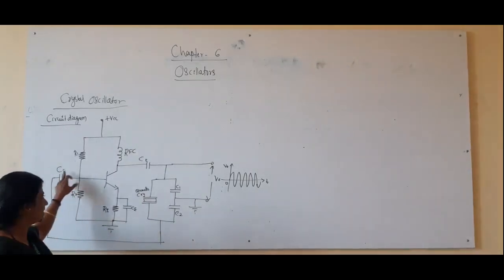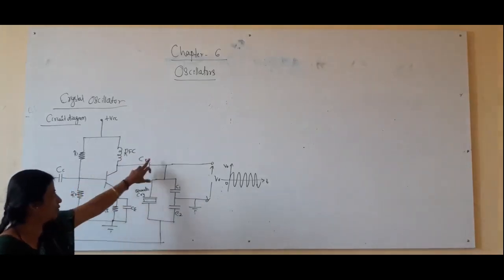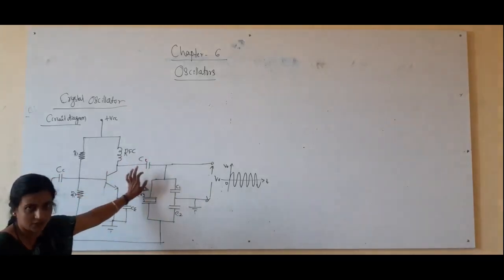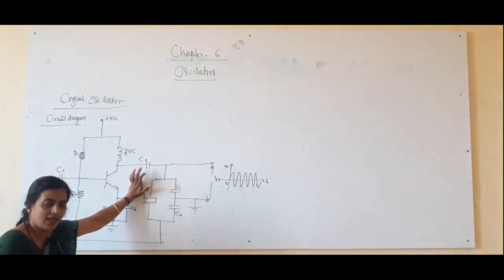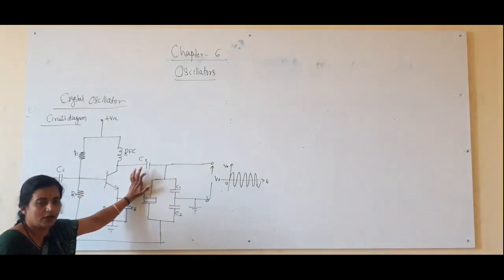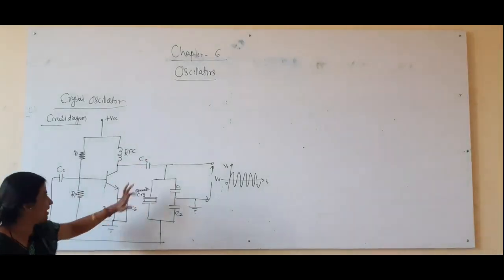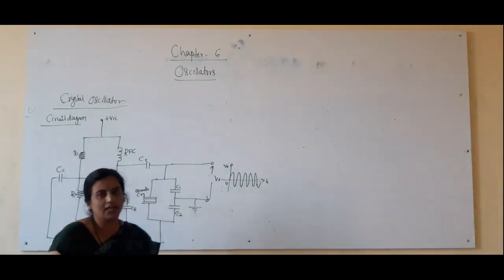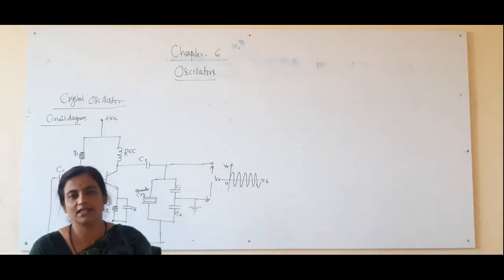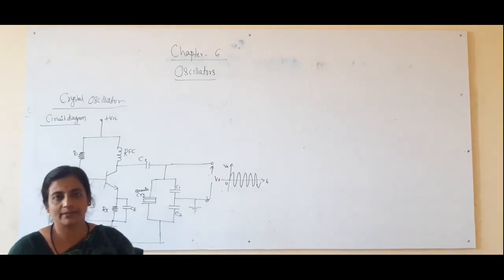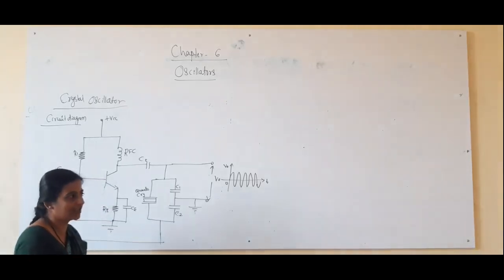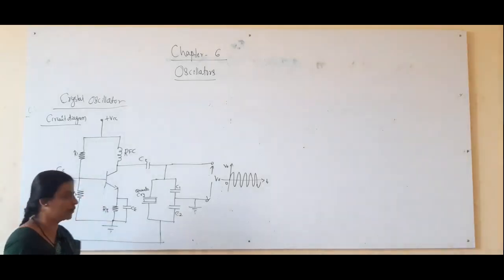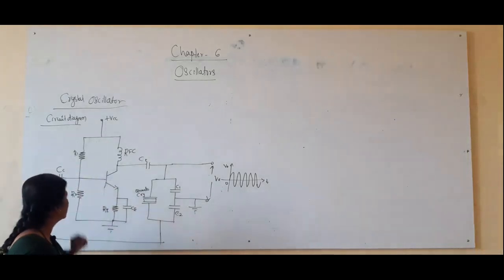Not only that, CC and CE, on the input side and output side, are the coupling capacitors used to couple only AC signals and to block the DC signals. Here R1, R2, RE resistors are used to provide the proper DC biasing to the transistor so that stabilization is provided and it operates in the active region. That is the main concept of this circuit.